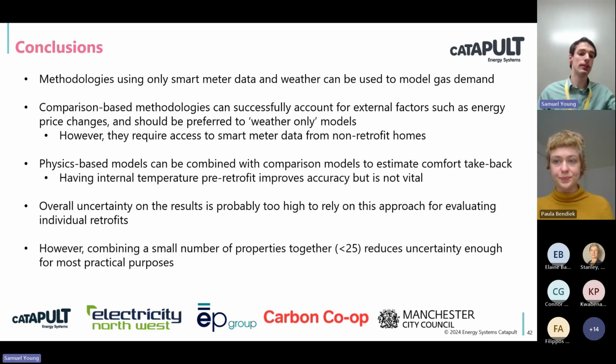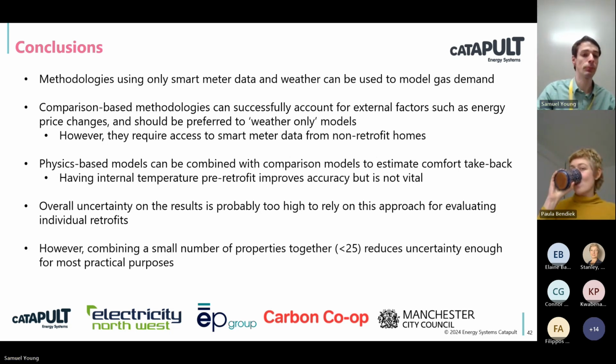And then physics-based models can be combined with comparison-based models to estimate comfort take-back. It seems like that's feasible, but probably again only on a portfolio level. And having internal temperature pre-retrofit does improve the accuracy, but it's not vital. You can still get something out without it.